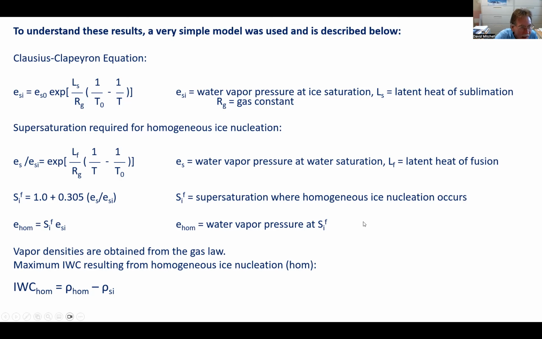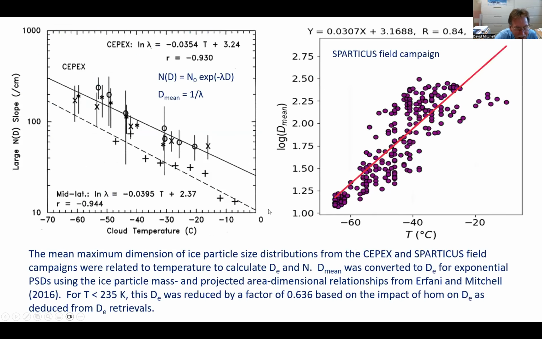So we plot this. We also can calculate the effective diameter and the number concentration from that. And to do that, to get the effective diameter, for the tropics, we used the CPEX relationship for mean particle size. So shown in this plot on the left is the slope parameter. To get the mean size, it's just 1 over lambda, the slope.